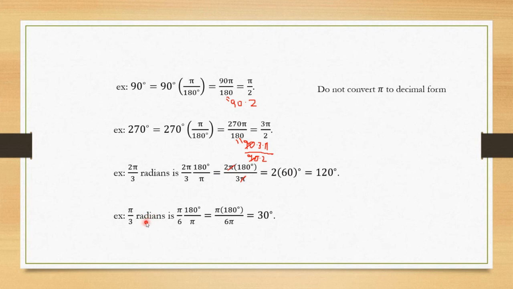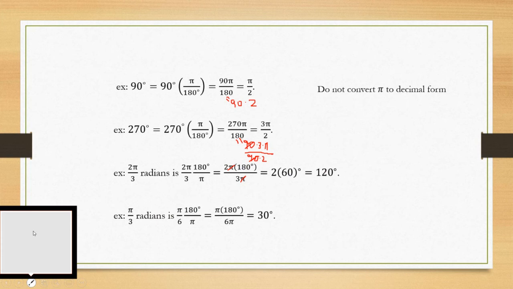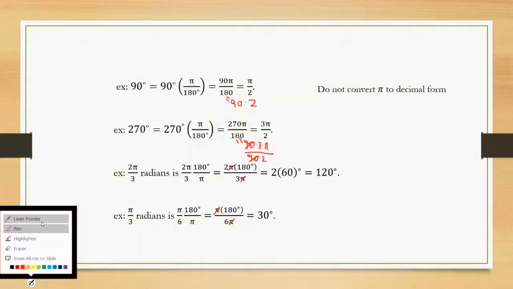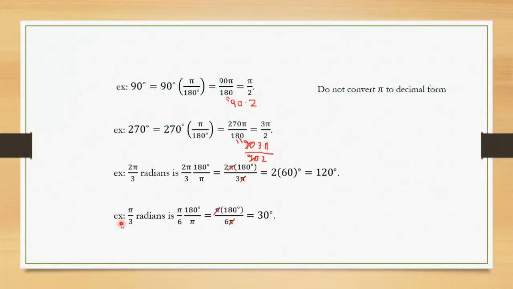Pi over 3 radians, same idea. We multiply by 180 degrees over pi. So we get this. The pi's cancel. And 180 degrees over 6, that's 30 degrees. The degree symbol you leave in there, your answer is going to be in degrees.